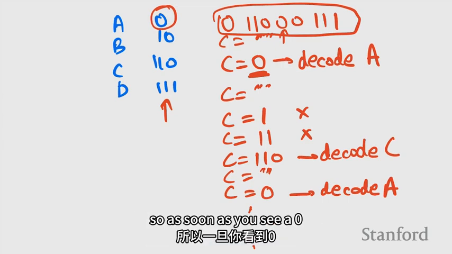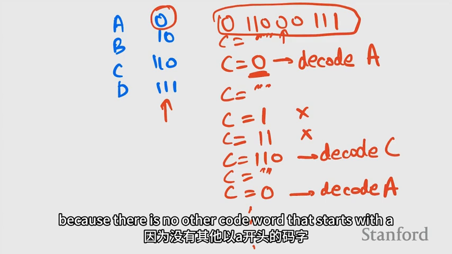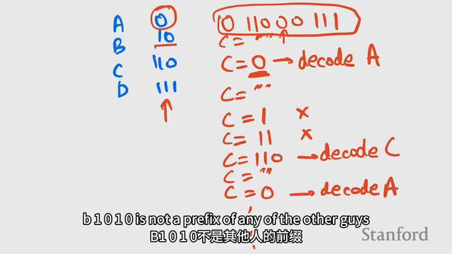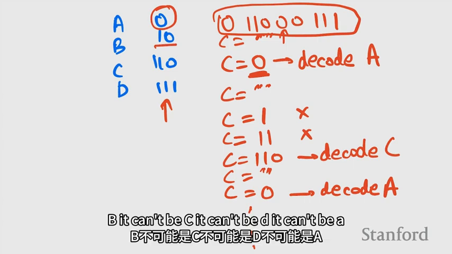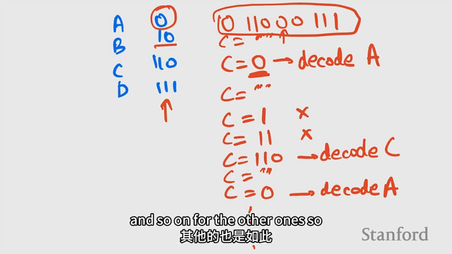So as soon as you see a 0, you immediately know that it has to be A, because there is no other code word that starts with a 0. Right? B, 10. 10 is not a prefix of any of the other guys. So as soon as you see a 10, you know it has to be a B. It can't be C, it can't be D, it can't be A. And so on for the other ones.